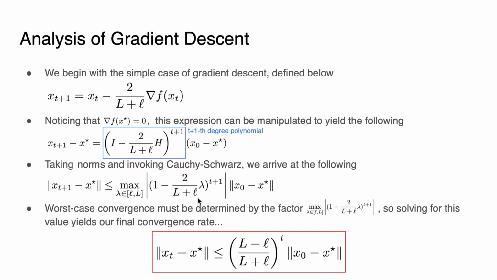So, if we want to find the convergence rate for this algorithm, all we have to do is analyze this polynomial and find the worst case value of this polynomial. If we do this, we arrive at the expression here where we get the canonical big L minus little l over big L plus little l convergence rate for gradient descent.